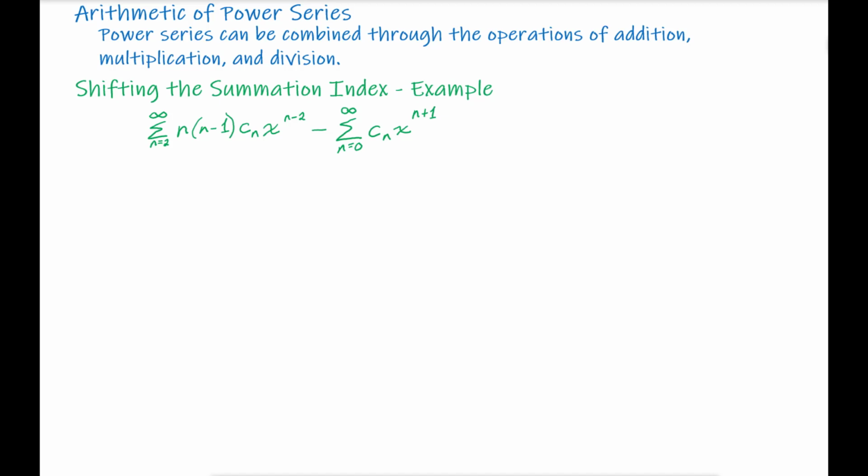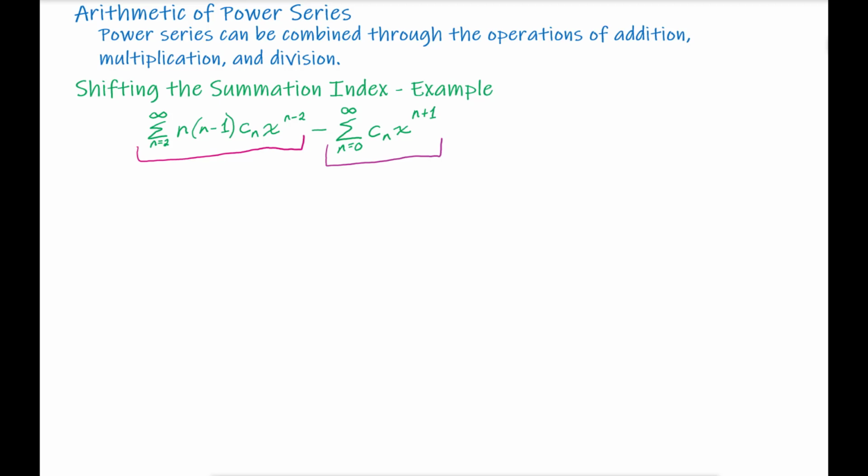So notice here I'm combining two separate sums, and notice that one of them is a sum starting at 2 and the other is a sum starting at 0. Also of note is that the exponent on the x value in the sum is different in each of them.